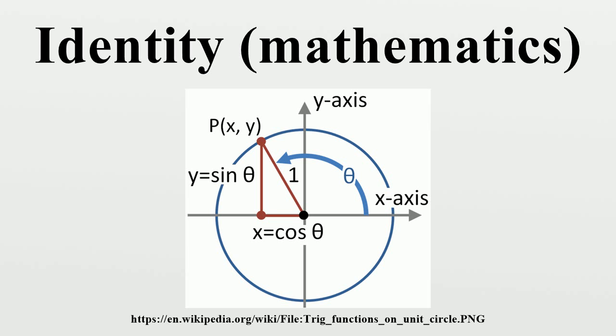For example, (a+b)^2 equals a^2 plus 2ab plus b^2 and cos^2 plus sin^2 equals 1 are identities. Identities are sometimes indicated by the triple bar symbol instead of the equals sign.